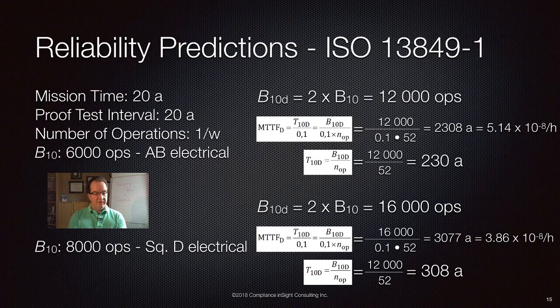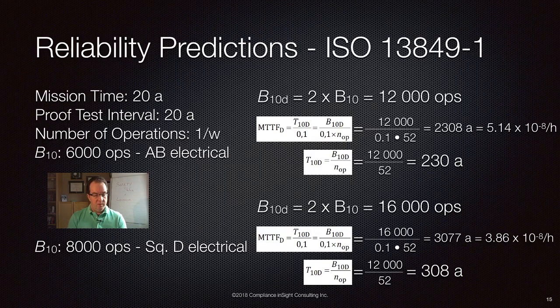Then we have the proof test interval, which is also 20 years. Proof testing is the process of testing the control system to make sure that, first of all, the detectable dangerous failures are detected, and also to ensure that there are no undetectable dangerous failures left after the control system has been put into service. So normally under 13849, the assumption is that's done at the factory when the machine is new, and then the next time it would be done is when you replace the control system, which is 20 years down the road. So that's why the mission time and the proof test interval on this slide are the same.